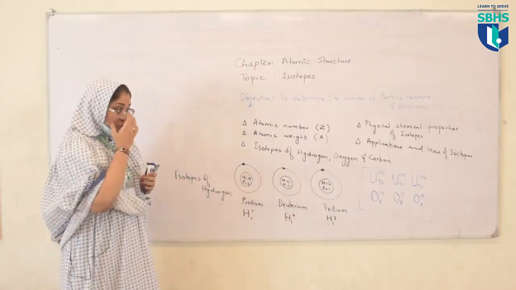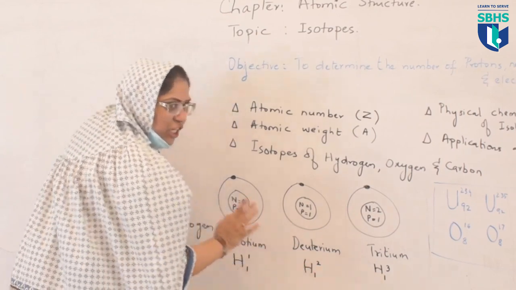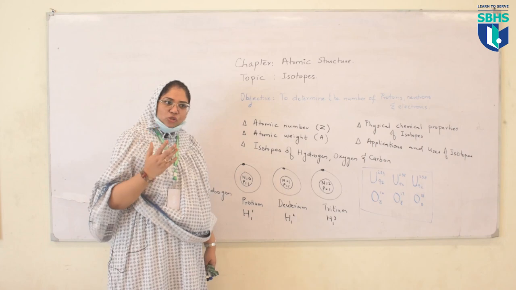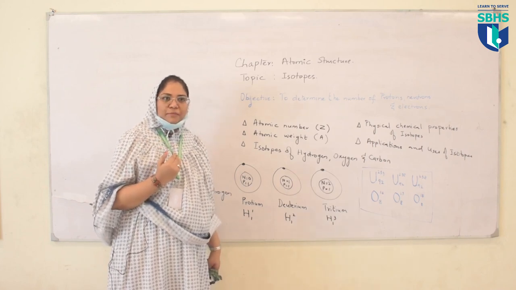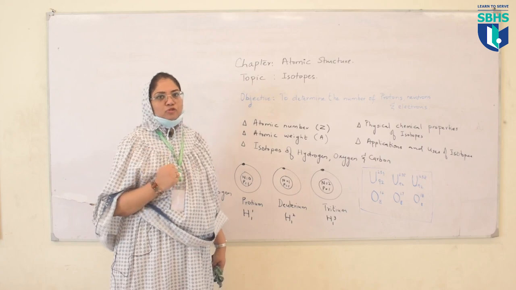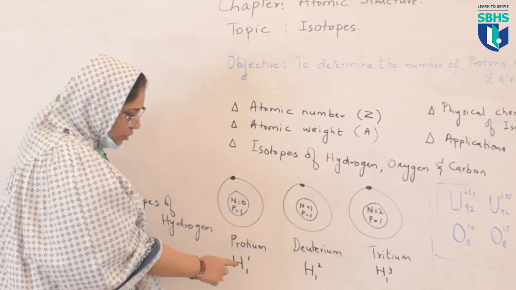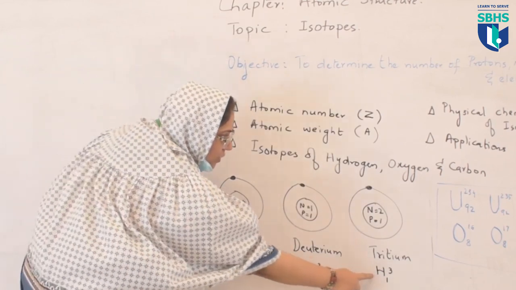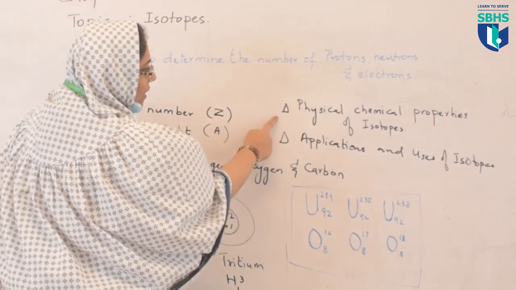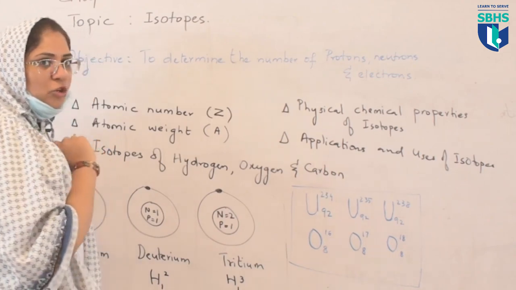But as you have noticed, I have written 1 as the atomic number. I haven't changed any number. It remains the same because isotopes are those forms of elements which contain the same number of protons but different numbers of neutrons. So that's why here the number of protons will be the same but the number of neutrons will be different. Okay?